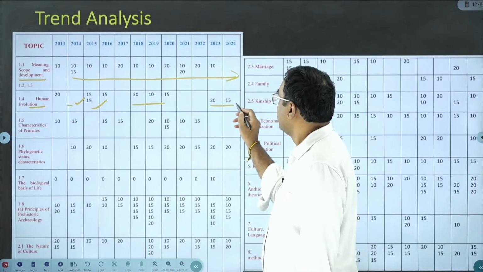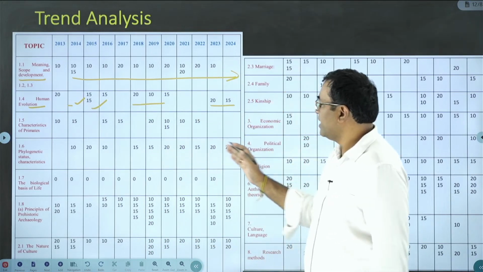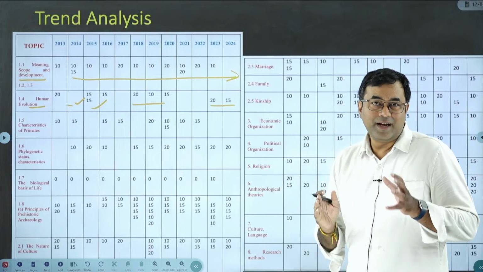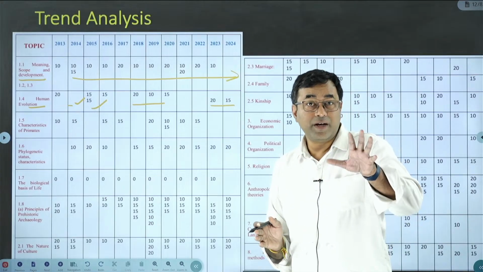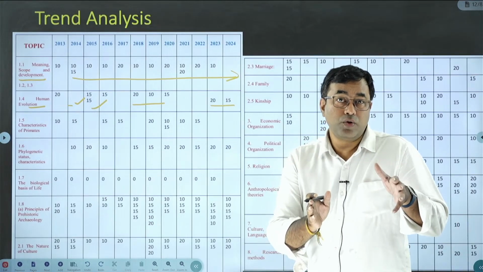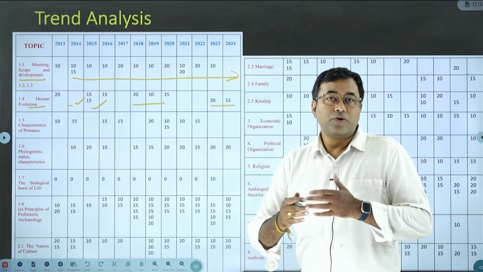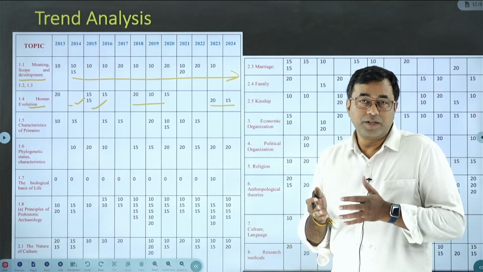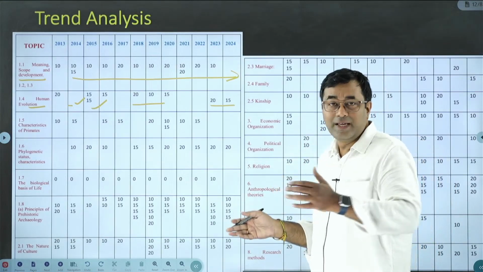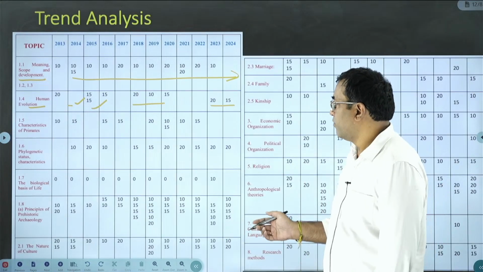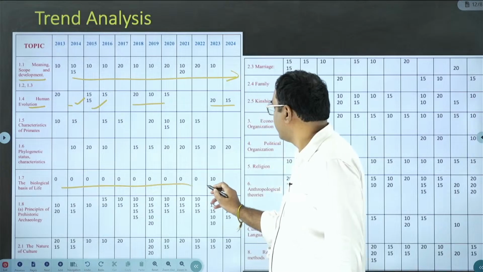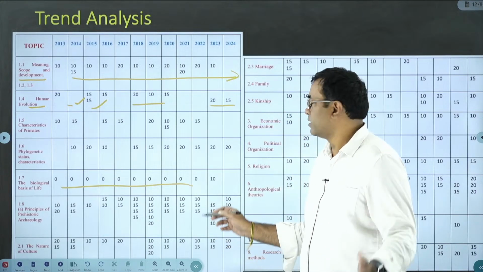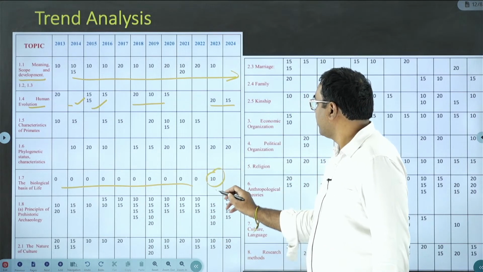they are asking again. Based on this trend analysis, you can easily understand in which areas the questions are being asked. Some areas are being left out, and we need to concentrate on those areas. Accordingly, we have to collect the information, focus on those areas, and easily get the score. For example, biological basis of life. For many years they did not give any question on this topic, but in 2023 they have given a 10-marker.